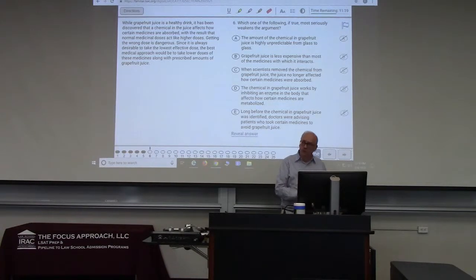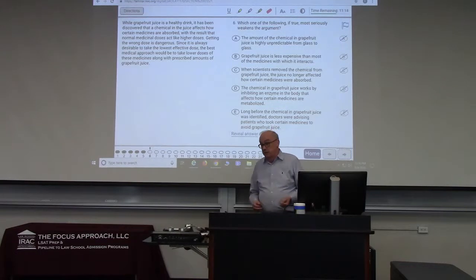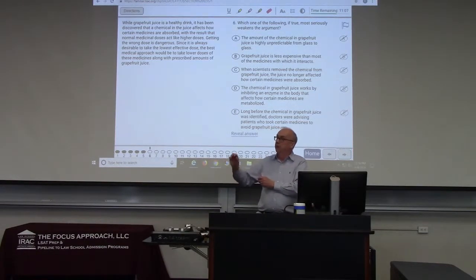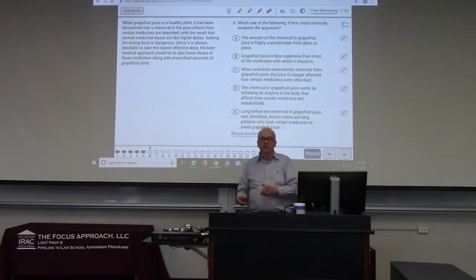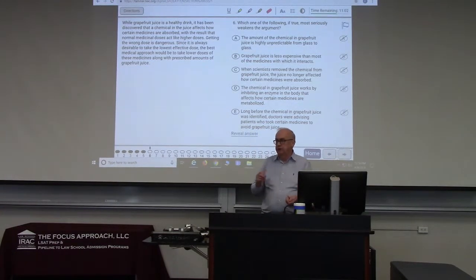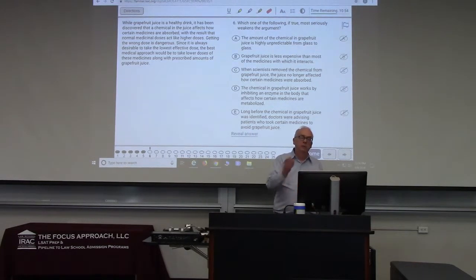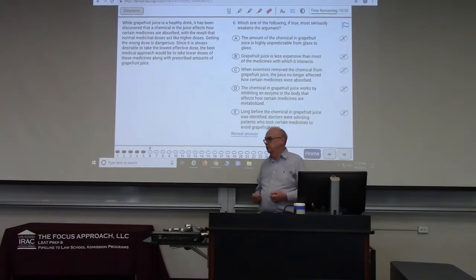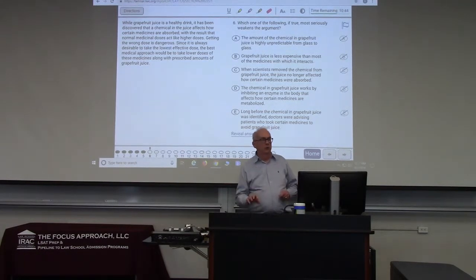Now we want to weaken that, right? And the argument is, because of that chemical, what's best to do here is take a lower dose. So you might have been prescribed a higher dose, right? But because this chemical in grapefruit juice can affect that, you're now advised to always take the lower dose with the prescribed amount of grapefruit juice. And you want to weaken that argument. It all goes back to the chemical. Doesn't that conclusion always take the lower dose?